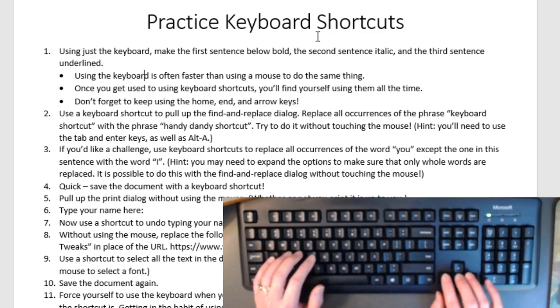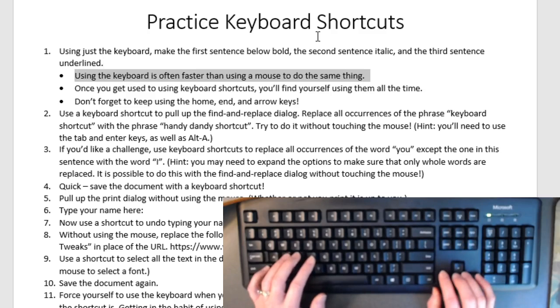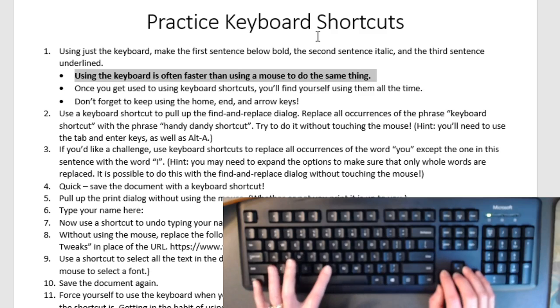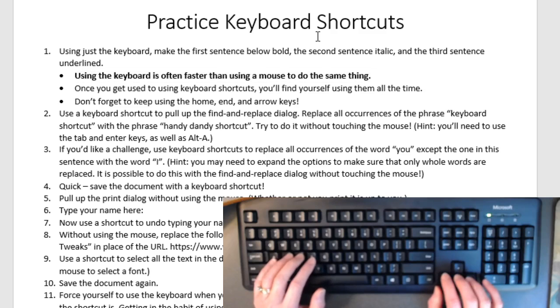So I'm just going to arrow down to the first sentence and hit home. And then I'm going to hit the shift key and the down arrow to select that entire line. And we want to make it bold, so we just learned that that's Control B. So use Control B to make that bold. Then I'm going to hit the right arrow to deselect the text.